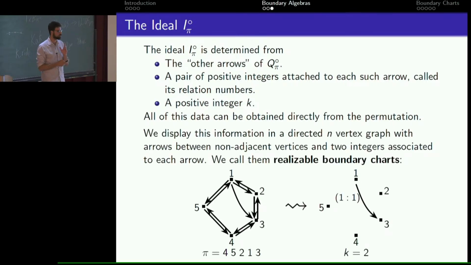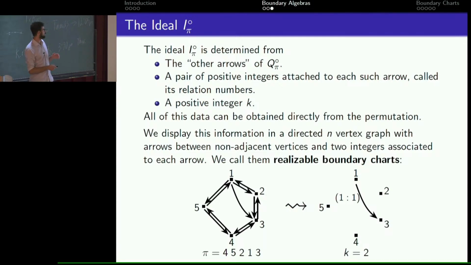But before I show you how it works, let me show you how we're going to keep track of all this information. We're going to display it in a directed graph again on n vertices. And basically, we're going to just write down what we need. So I don't need the arrows that are adjacent because they show up in every one of these quivers Q pi circ. So I really only need the arrows between non-adjacent vertices.